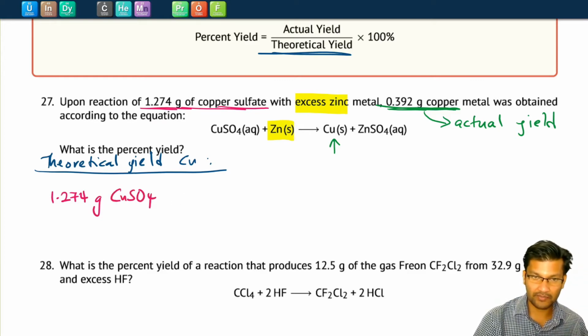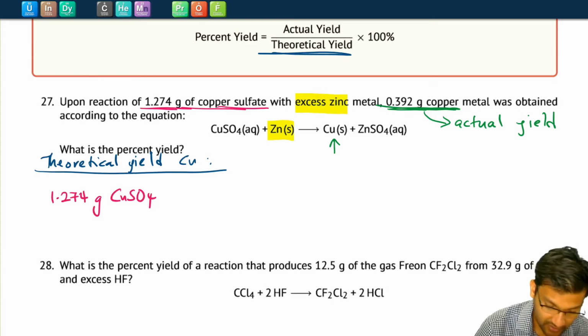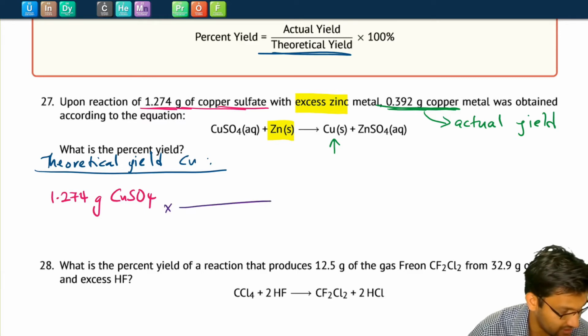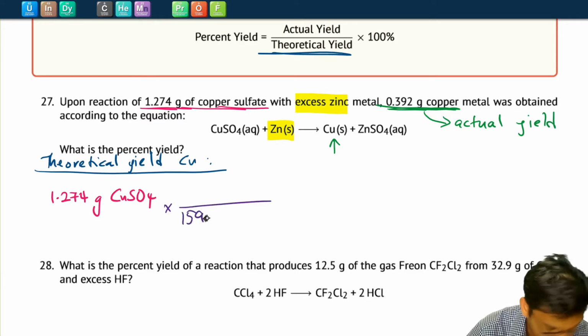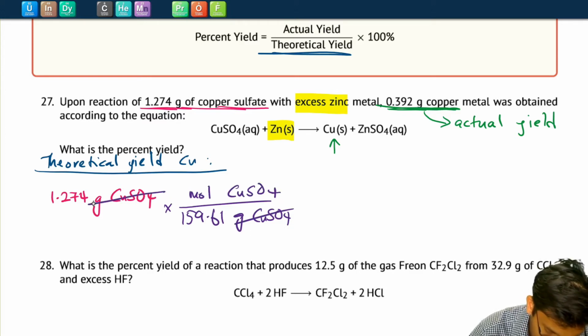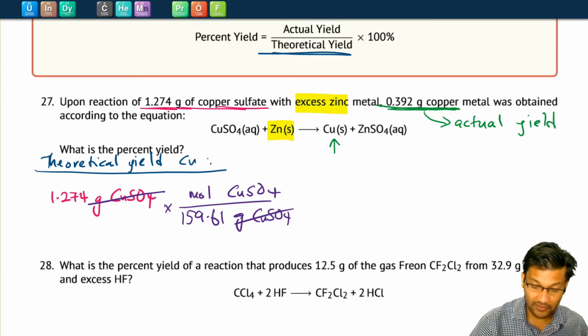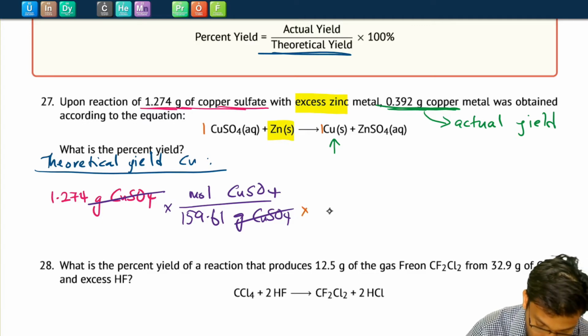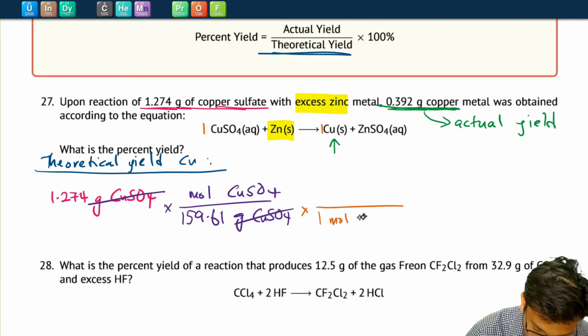And the first step in any of these calculations, you typically convert to number of moles. So we just need to divide by the molar mass of copper sulfate, which I've already calculated to be 159.61 grams of copper sulfate per mole of copper sulfate. So that cancels out nicely. Now that we have moles of copper sulfate, we can convert that to moles of copper using mole ratios. So according to this equation, 1 mole of copper sulfate will produce 1 mole of copper. So we just have 1 mole copper sulfate for 1 mole of copper.